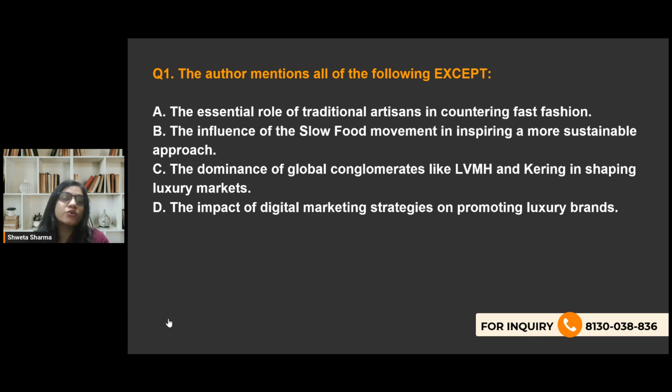So what does it say? Author mentions all of the following except. What does it not mention? Essential role of traditional artisans in countering fast fashion. Traditional artisans, they have an important role.